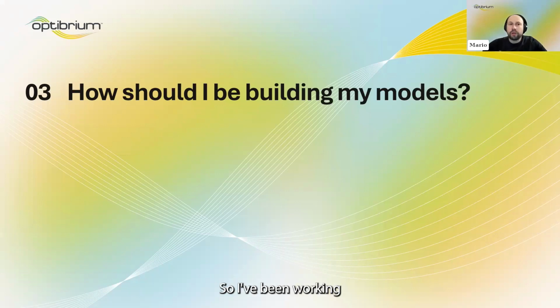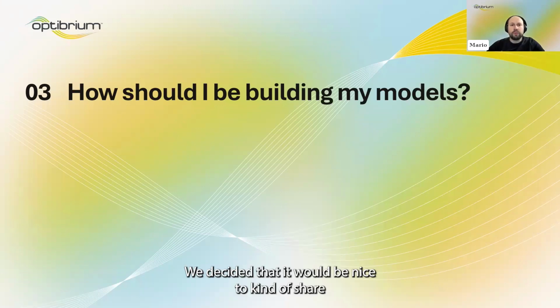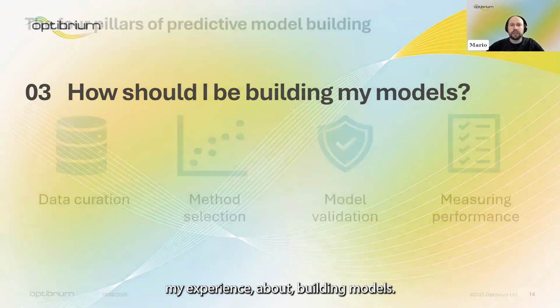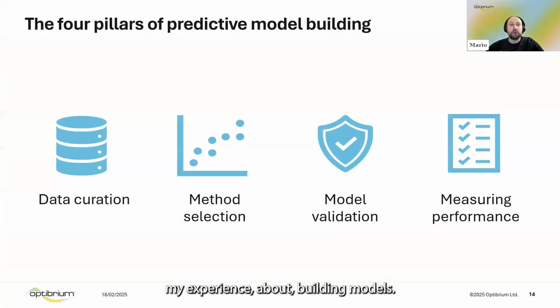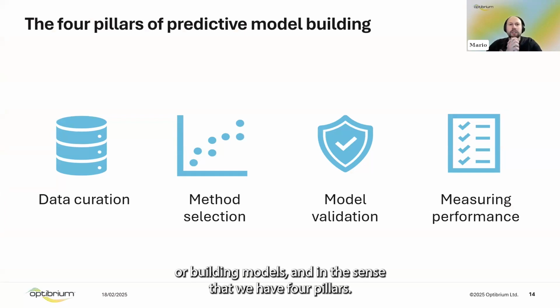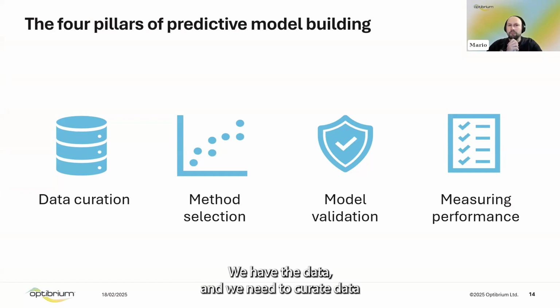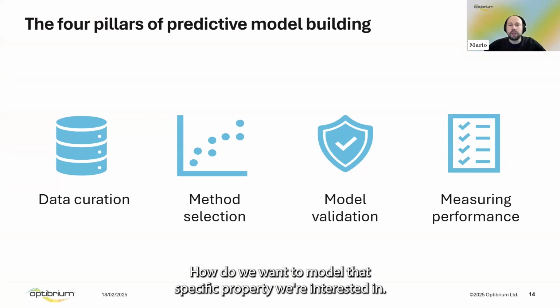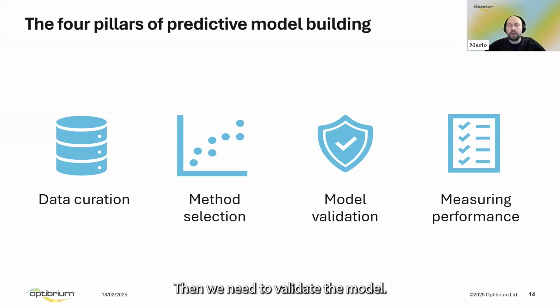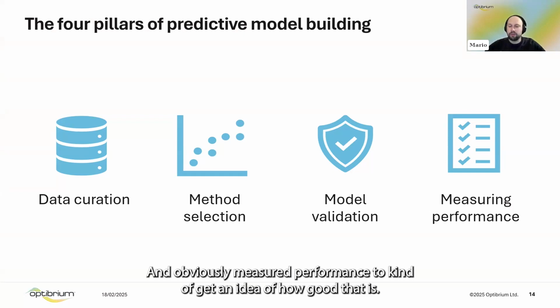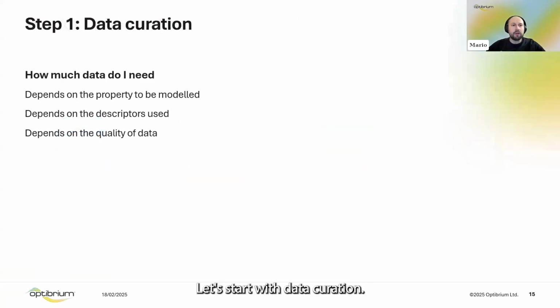So I've been working at Optibrim for about 8 years, and we decided that it would be nice to share my experience about building models. And I like to think about models or building models in the sense that we have 4 pillars. We have the data, and we need to curate that data. Then we need to choose a method. How do we want to model that specific property we're interested in? Then we need to validate the model and obviously measure the performance to get an idea how good that is. Let's start with data curation.